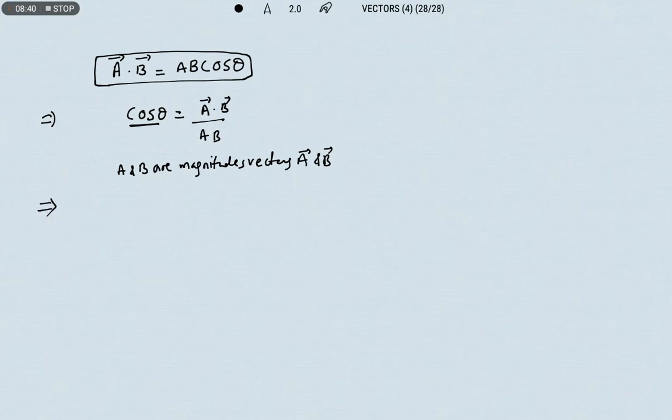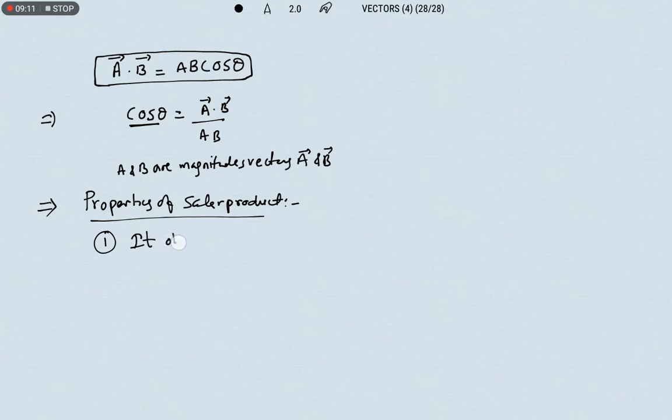in rectangular components, how can we write the dot product between them? Before going to discuss that, let us discuss some properties of scalar product. Scalar product obeys the commutative law. We know what is meant by commutative law: A bar dot B bar is equal to B bar dot A bar.